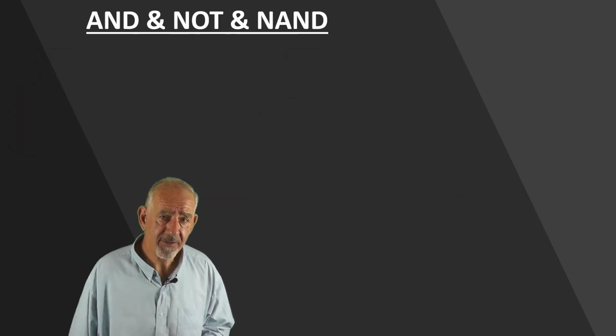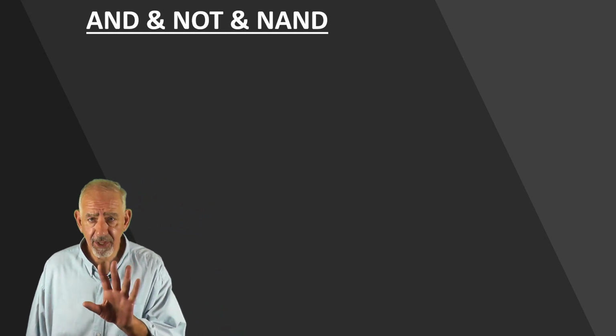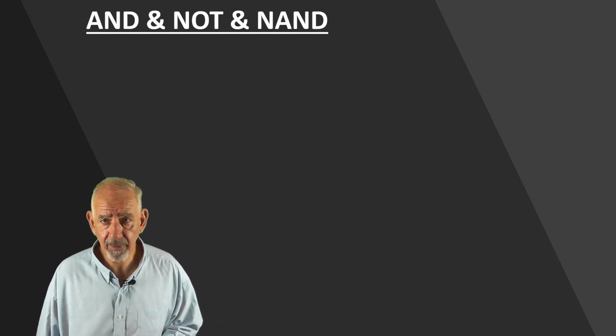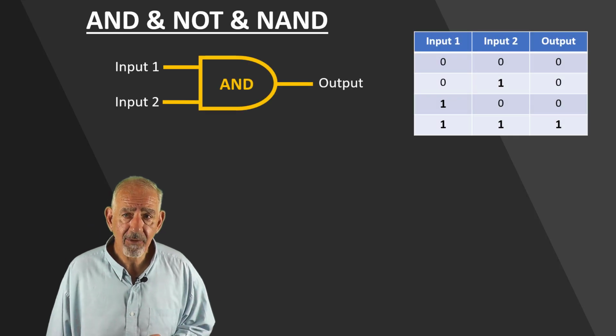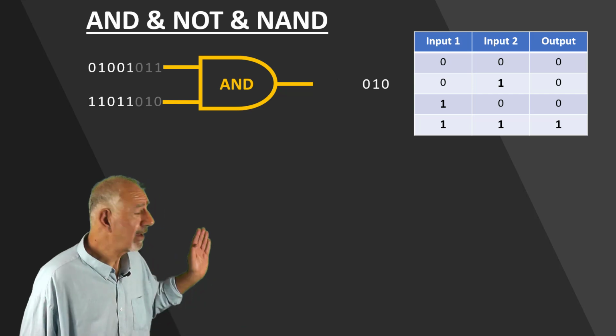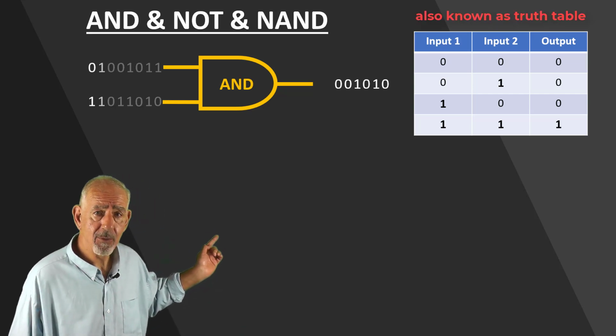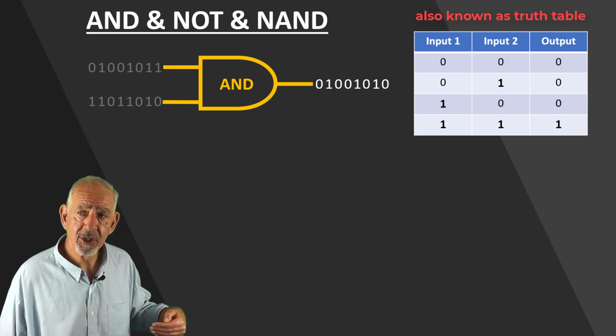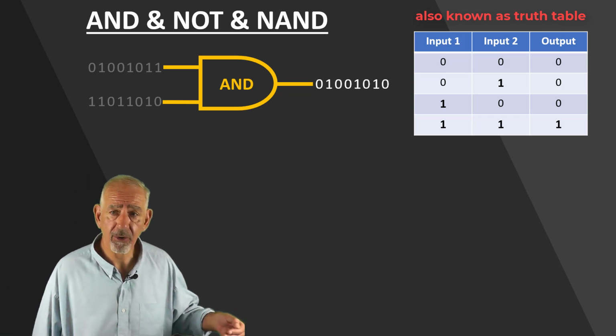So that's a very basic gate, but there are 7 different types of gates that we can use. We've looked at the AND, where we've got 2 inputs, and then we can look at the results over here on the table. That table shows you what happens as we pass a binary digit through.